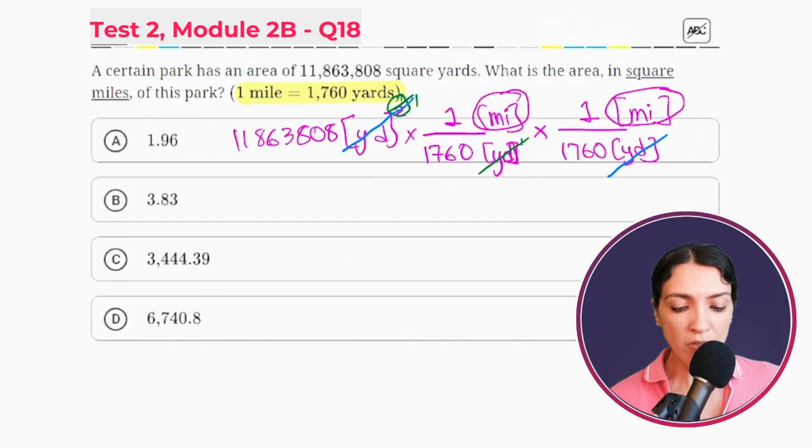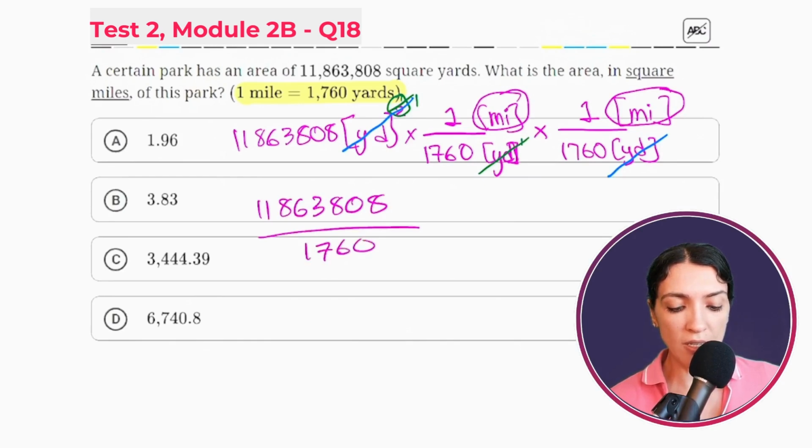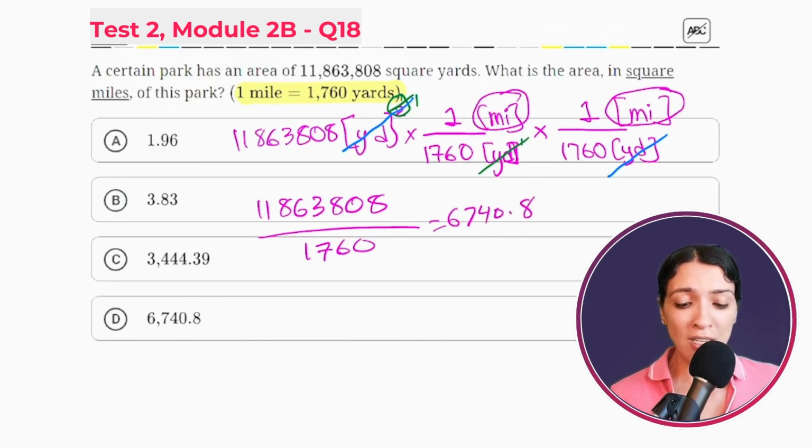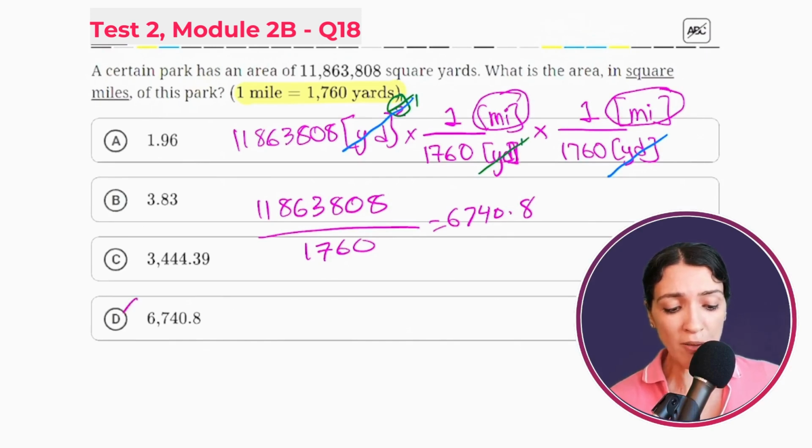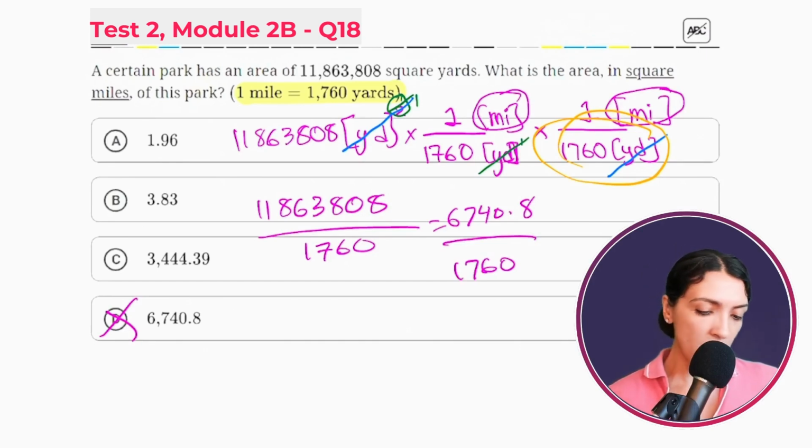So now we can use our calculator and find what's 8 divided by 1760. And that would be actually 6,740.8, which was given as choice D by our lovely test makers, which was a trap choice, because we have to also divide it one more time by that other 1760. So if we do that, we'll actually get 3.83, which is choice B.